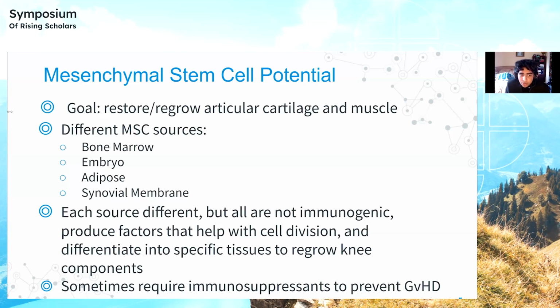More, each cell source differentiates into different tissues, which help regrow key components of the knee. However, sometimes when we use external sources, so this could be other people or cells grown in cultures, immunosuppressants might be required to prevent a phenomenon known as graft versus host disease, or GVHD, where the body rejects foreign cells, leading to potentially dangerous situations, which can be as bad as mortality.